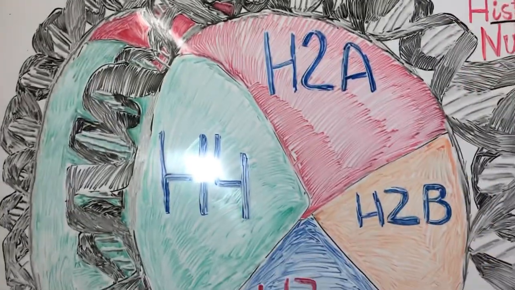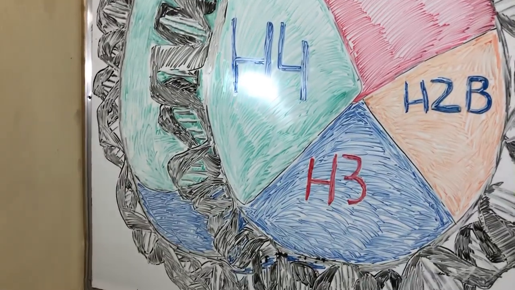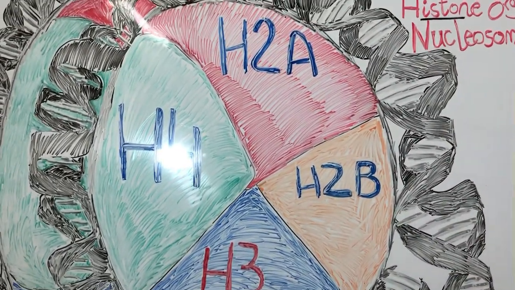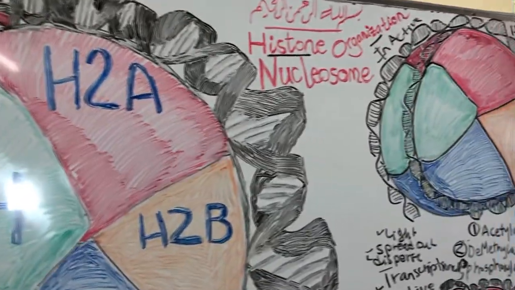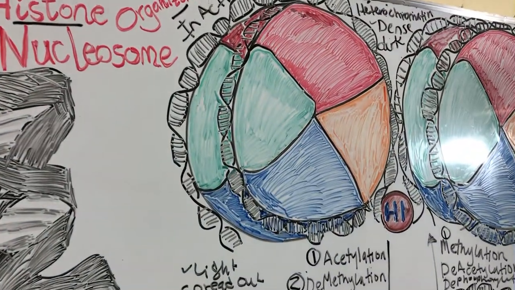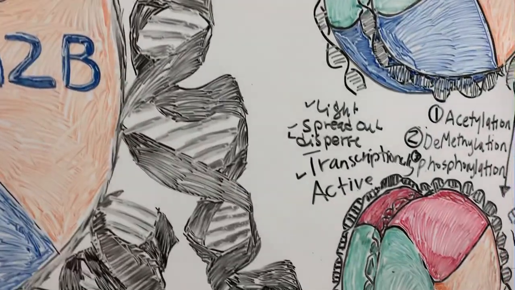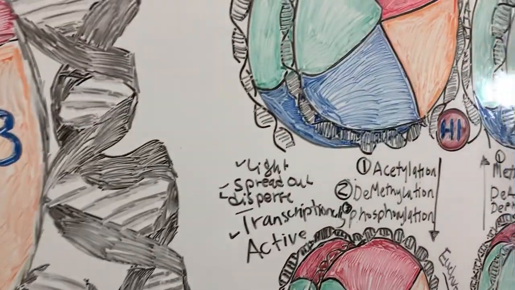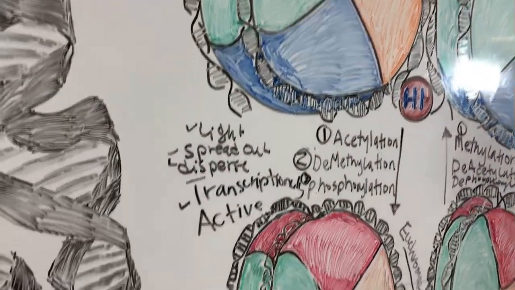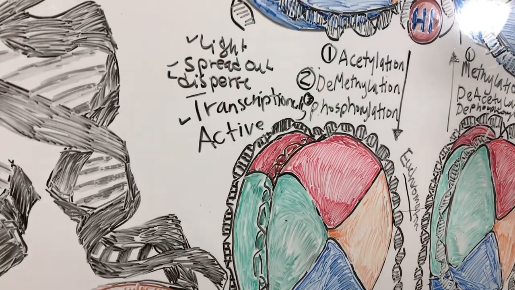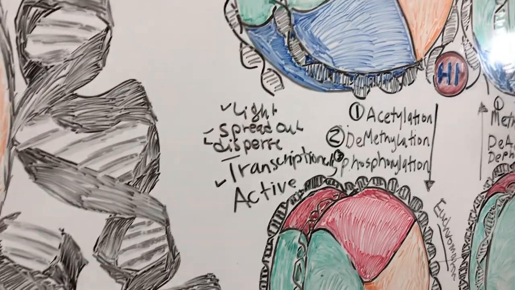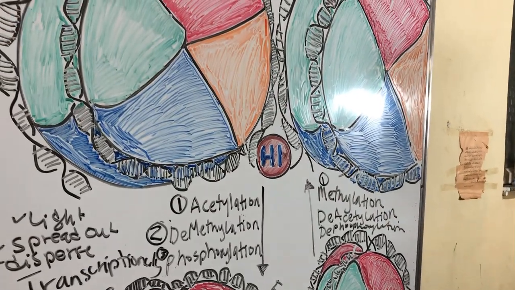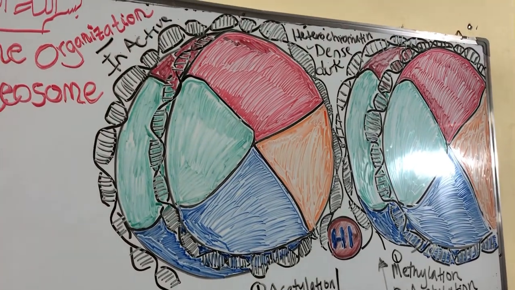Okay, so we have the histone octamer here, the almost two coils, 1.8 coils. You have the H2A, H2B, H3, and H4. And then you have the heterochromatin that is tight and condensed. You have the H1 histone subunit with the linker DNA, and you have acetylation, demethylation, and phosphorylation, leading to the spread out of the DNA, making it active and transcriptionally accessible, while methylation, deacetylation, and dephosphorylation cause a dense heterochromatin.